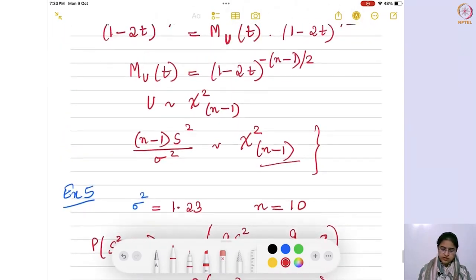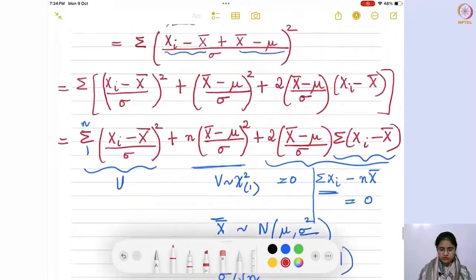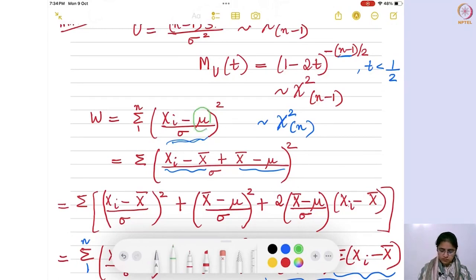One more thing that you can note over here is that it is following chi square with n minus 1 degrees of freedom when you have summation xi minus x bar whole square by sigma square. However, when you have summation xi minus mu whole square by sigma square, the only difference is that instead of mu, you have the sample mean over there. And here it is following chi square with n degrees of freedom, and there it is following chi square with n minus 1 degrees of freedom. So basically, when you are estimating mu by the sample mean, 1 degree of freedom is lost in that case.